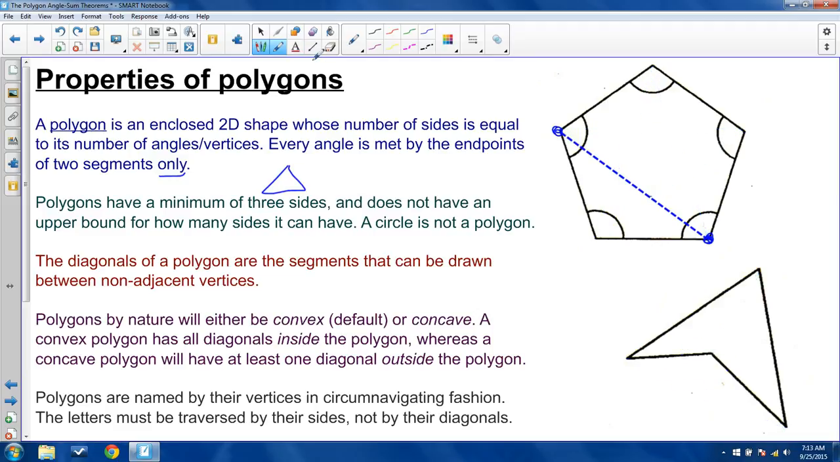Polygons are named by their vertices in circumnavigating fashion. By that I mean, let's say I named this one here with these letters. I have to start at one of the letters. Let's say I started at A.